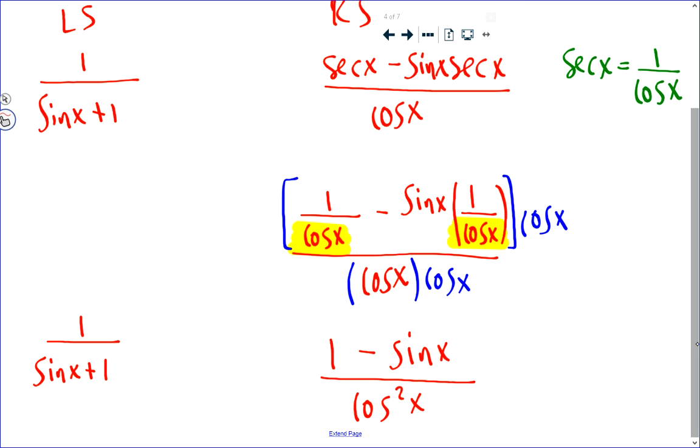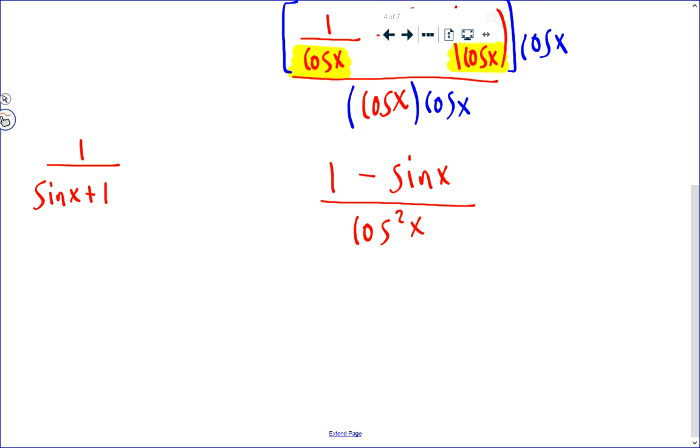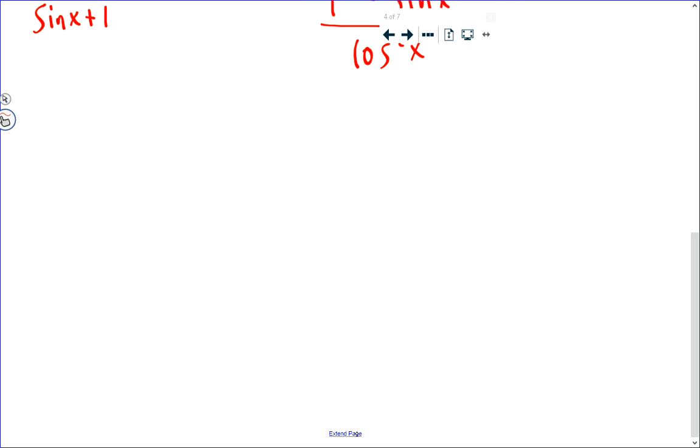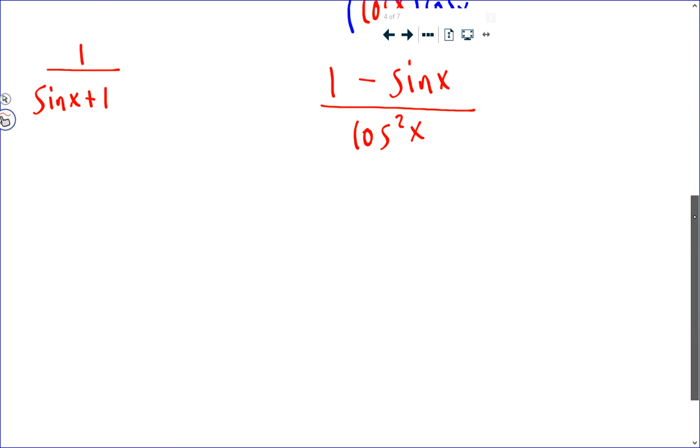It will take time. When I take a look at the bottom here, I see a cos squared of x, and I see 1 minus sine of x on the top. And I also see over here on the left-hand side, sine of x plus 1. Something is telling me that I should take that cos squared of x and write it as 1 minus sine squared of x so that I can factor it. And some of you will already be seeing what's going to happen here.